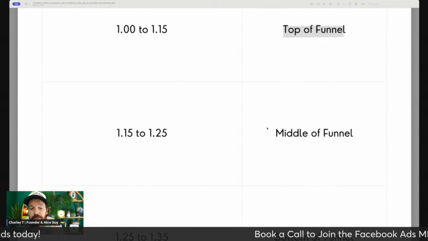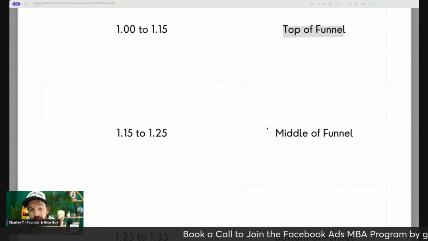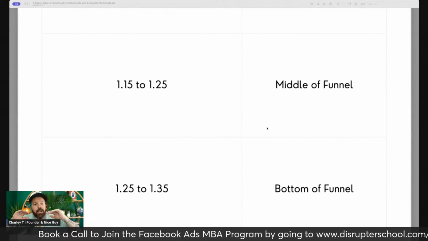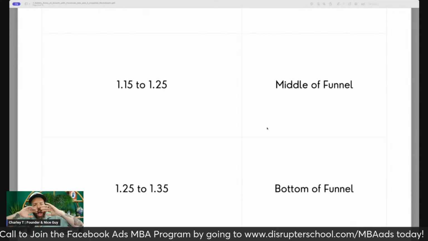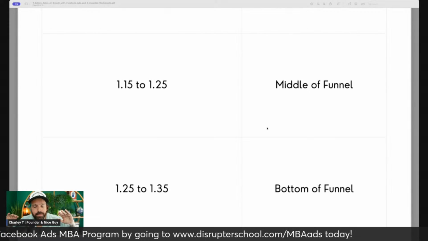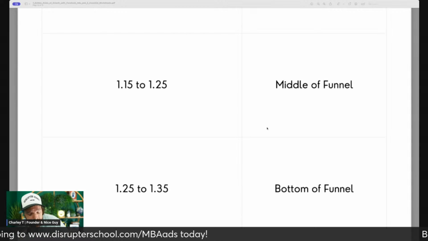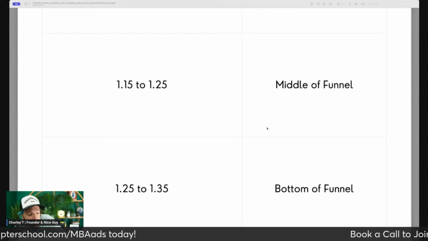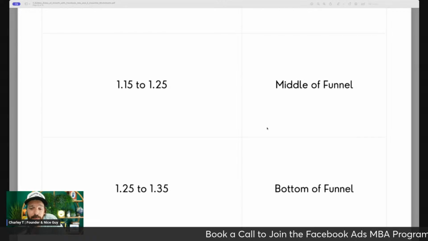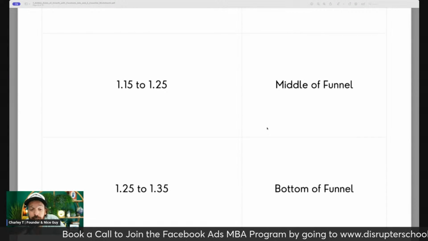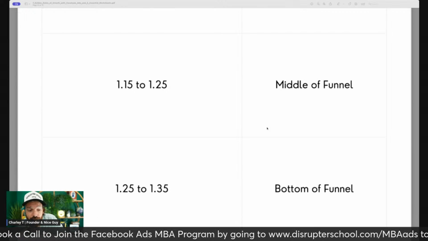Now, mid-funnel should have a higher CPM. When we get to bottom funnel ads, these should have a high CPM, relatively speaking. Now, I was dealing with somebody today where we were running through their ad account and their CPMs were like $6. Their high CPM was like 12. I've also dealt with folks where their low CPM is 50 and their high is like 120.